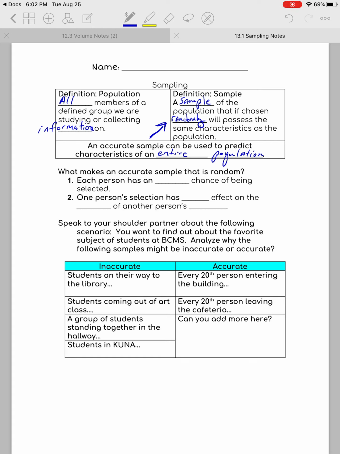What makes an accurate sample that is random? Each person has an equal chance of being selected. And one person's selection has no effect on the chance of another person's selection.